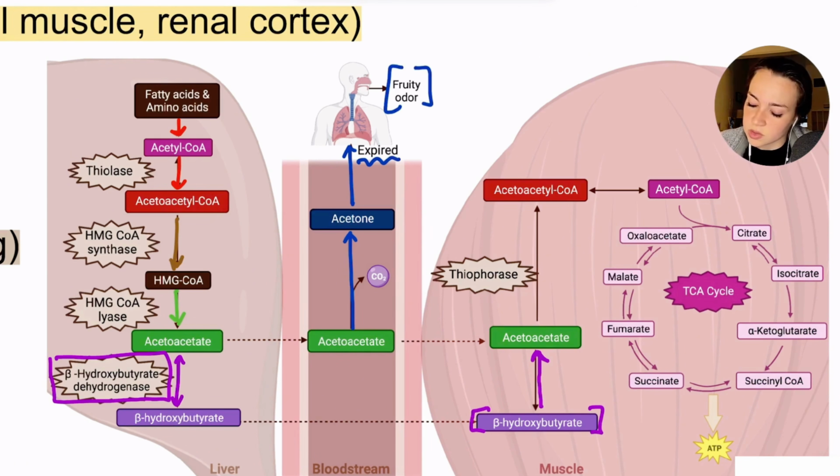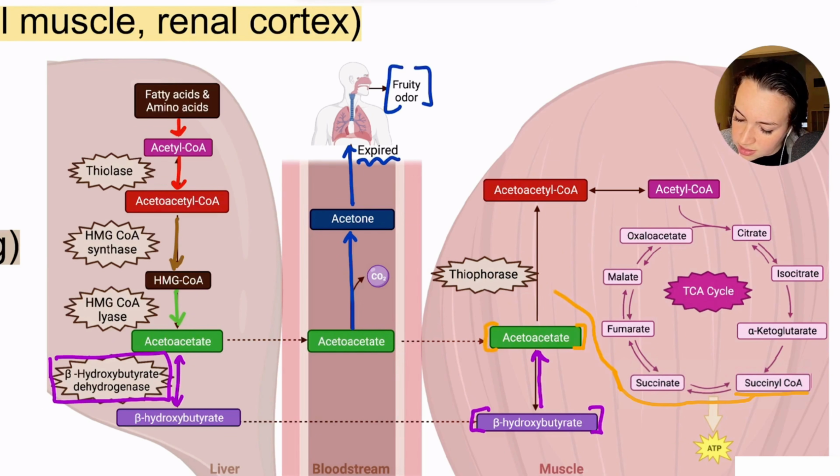Our next step is going to use a new enzyme, and it's going to take that acetoacetate and combine it with succinyl-CoA from the TCA cycle. It's a TCA cycle intermediate. We'll combine that acetoacetate and that succinyl-CoA into acetoacetyl-CoA via the enzyme thiophorase. And that acetoacetyl-CoA is the same acetoacetyl-CoA we talked about in the ketogenesis pathway.